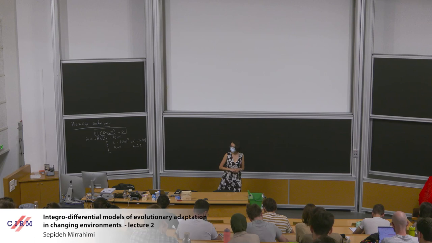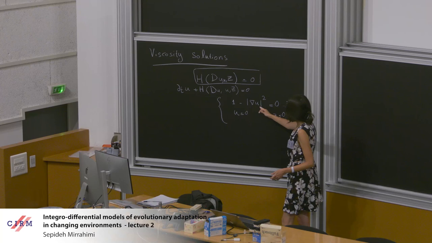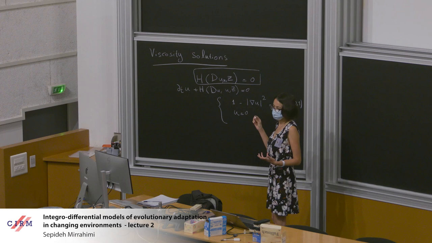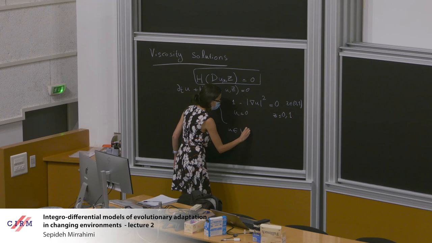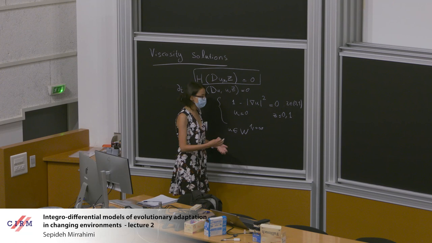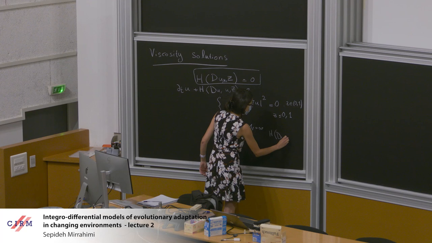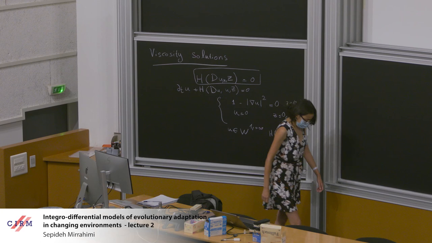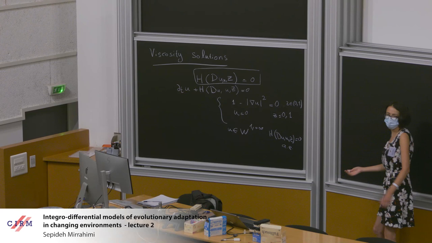A possibility would be to consider the solutions that verify the Hamilton-Jacobi equation almost everywhere. So the solutions in W^{1,infinity}, which are Lipschitz, and they are almost everywhere differentiable, and then h of du, u, and z is equal to 0 almost everywhere. For instance, for this equation, there are many solutions of this type.